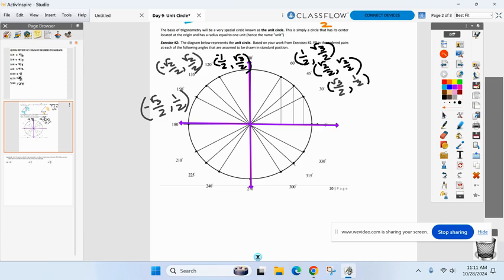Okay, now do the same thing for 300, 315, and 330. Find the reference angle and go from there.